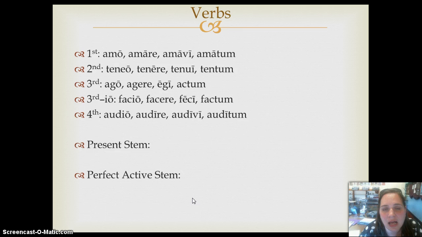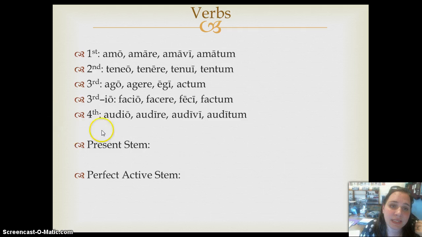You can tell what conjugation a verb is in based on its second principal part, okay? First conjugation verbs end in ARE. Second conjugation, ERE with the macron. That is a very important macron because third and third IO, second principal part, ends in ERE without the macron, okay? Fourth principal part is IRE, okay.